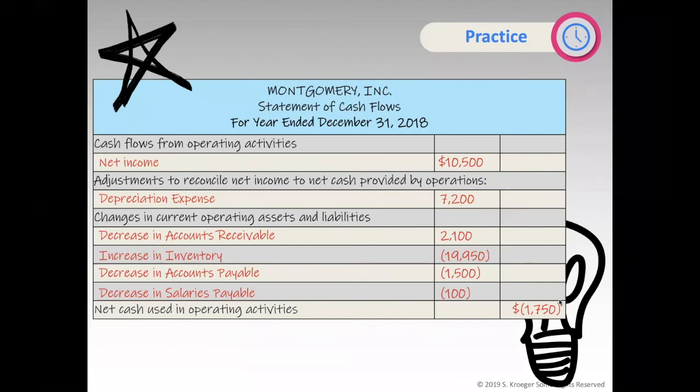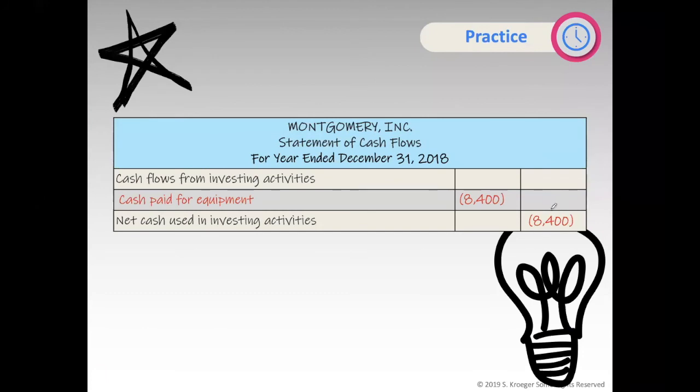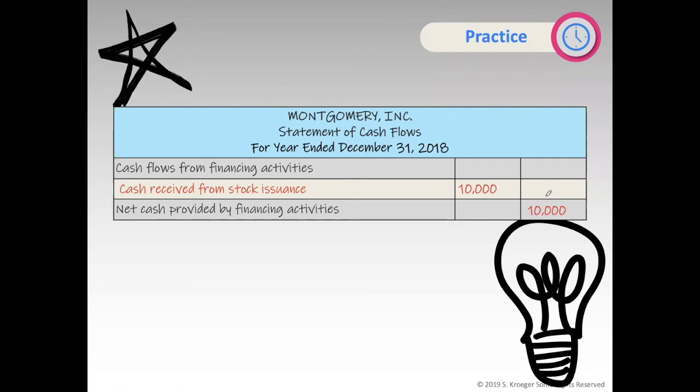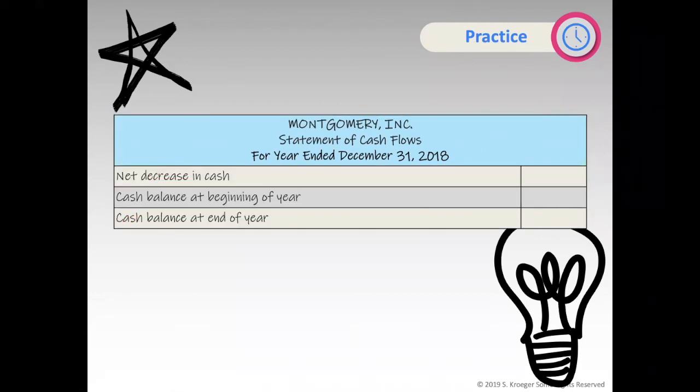Looking at the right-hand side column, the total for operating activities would be negative $1,750. The total for the investing section would be negative $8,400. And the total from the financing section is $10,000 positive. Total these 3 numbers together. When all three totals are added together, you should have gotten negative $150.